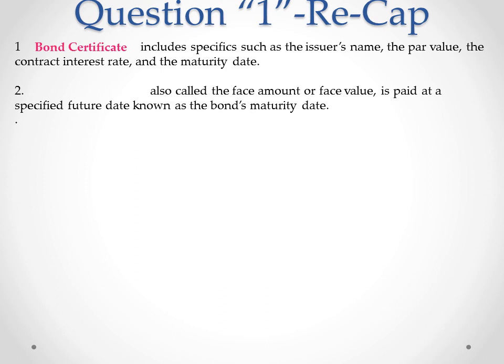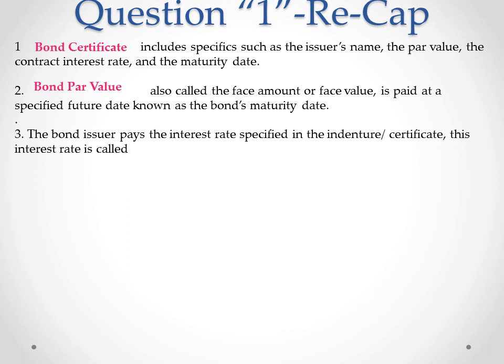Number 2. Also called the face amount or face value, and it's paid at a specified future date known as the bond's maturity date. So when I buy that bond, I will lend the company a certain amount of money. This certain amount of money, we call it face value or face amount, or also par value. So this stands for the definition of bond's par value. The company will borrow it now from the public, from the investors, and then will have to repay it back to the investors at the maturity date.